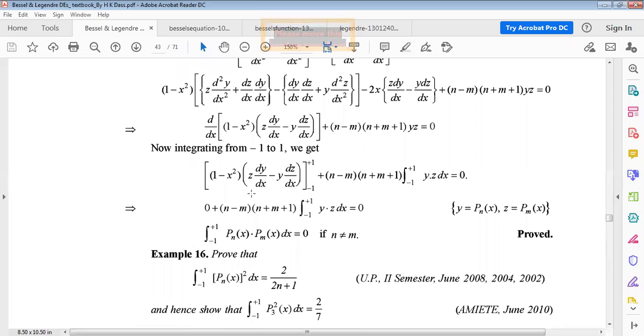This is the whole constant integration of yz. So after putting x equals minus 1 and plus 1, this will give 0. So this is the constant term, and the integral from minus 1 to plus 1 of Pn(x) Pm(x) equals 0 if n and m are not equal. Okay, y equals Pn(x) and z equals Pm(x). Putting, very easy for you. I hope everybody can do this.